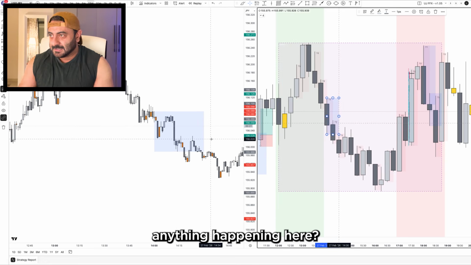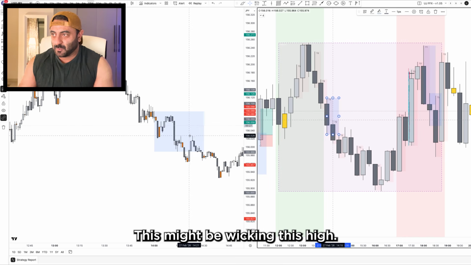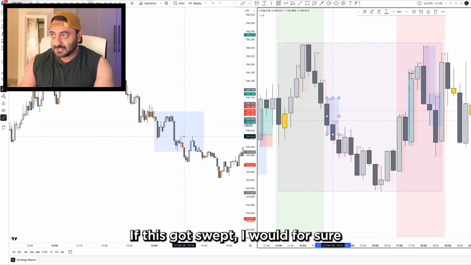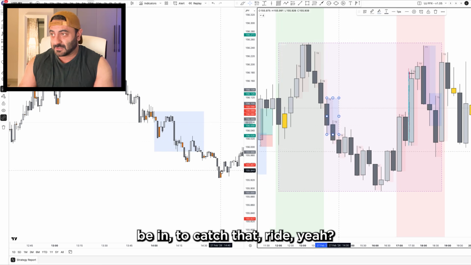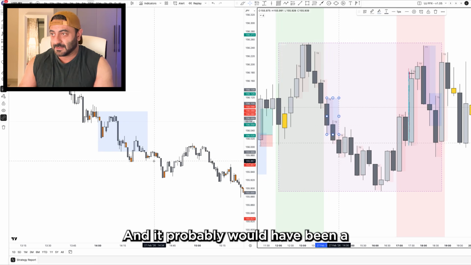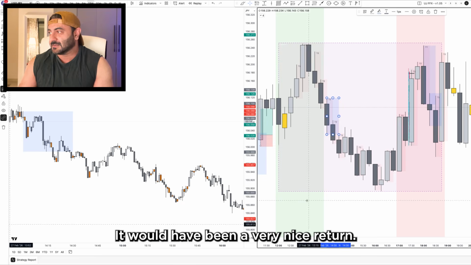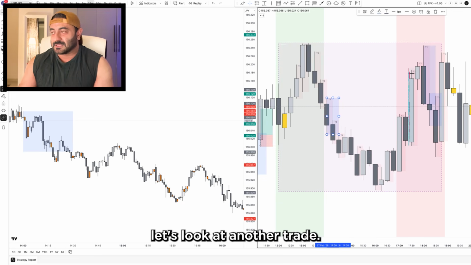Anything happening here? Maybe here. In some feeds, this might be wicking this high. So this definitely is a structural point that broke this low. If this got swept, I would for sure be in to catch that ride. Yeah, and it probably would have been a nice ride anyways. It would have been a very nice return. But that's that. Let's look at another trade.